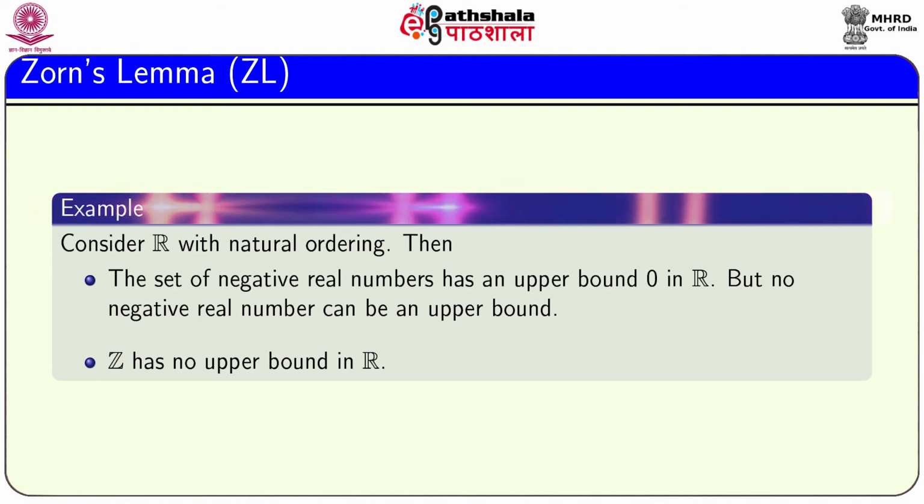Consider an example where we start with the set of real numbers R with natural ordering. Then the set of negative real numbers has an upper bound 0 in R. That means we are getting a number 0 which serves as an upper bound of the set of negative real numbers, but that particular element 0 is not included in the set of negative real numbers. Also, no negative real number can be an upper bound. If we take the set of all integers Z, then Z has no upper bound in R.